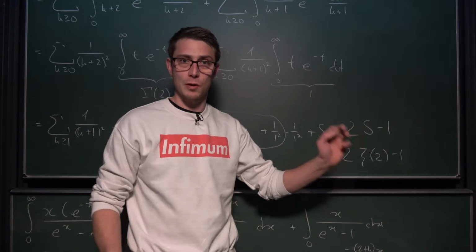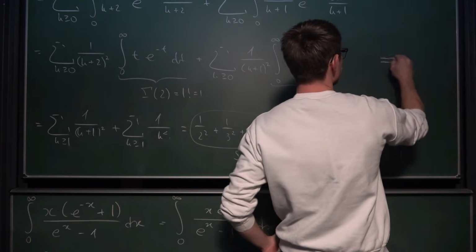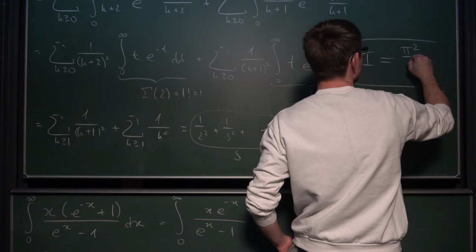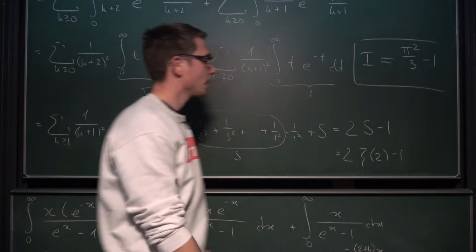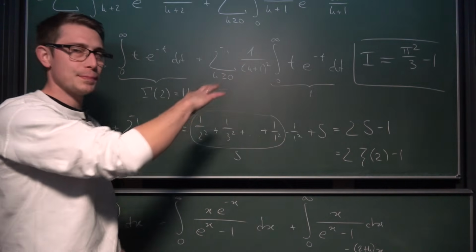So 2 times pi squared over 6 is the same as pi squared over 3 minus 1. So the solution to our integral is pi squared over 3 minus 1. At least this is what my notes say, but it's easy to get behind all of this.